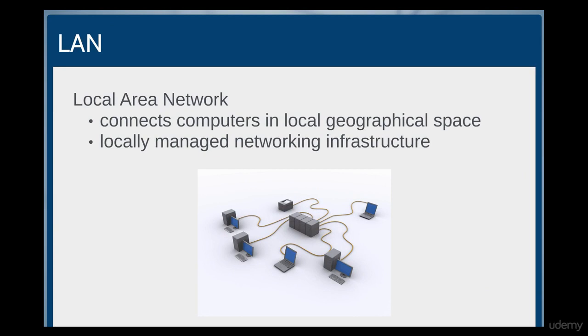A local area network connects computers in a local geographical space, and they are managed locally. If you have several computers set up in your house connected by a router, then you have a local area network in your house. They may also be connected with Wi-Fi. Office buildings have local area networks where there are servers and routers and other devices such as printers connected together in the same space.